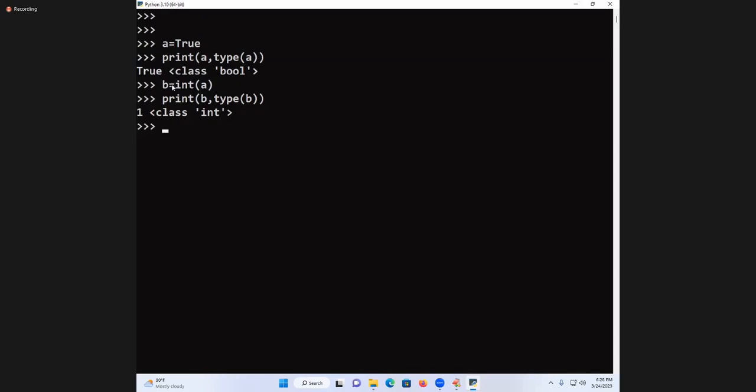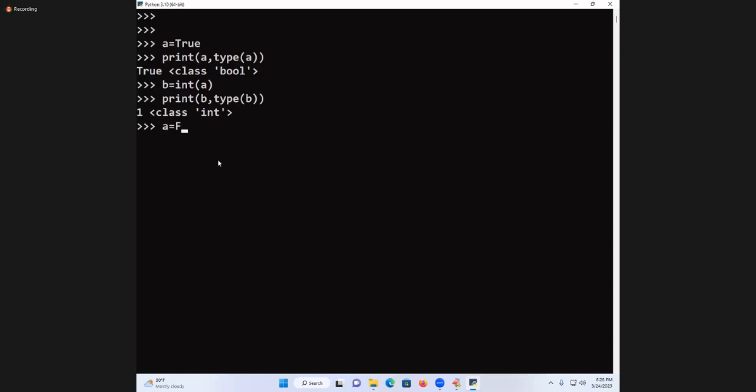A is equal to True. Print of A. Which type? Bool type. Come on, be active. Possible or not possible? Possible. How is it possible? Already we learned it. Internally, bool is what? True is 1. So int converts A into B. What is the value of B? 1. Is 1 the answer or not?